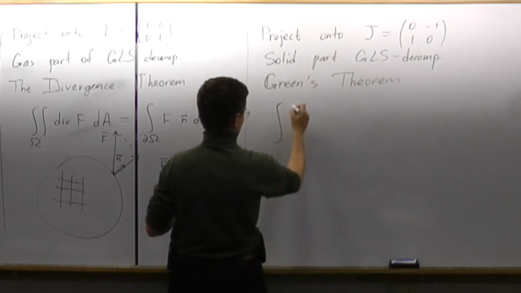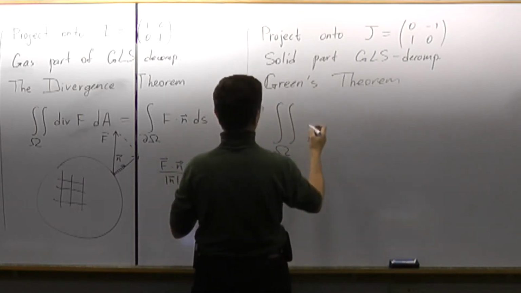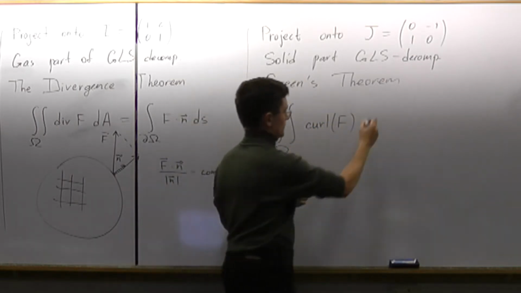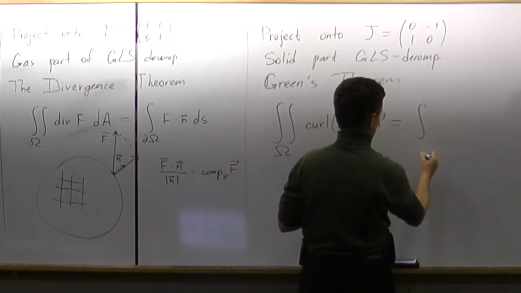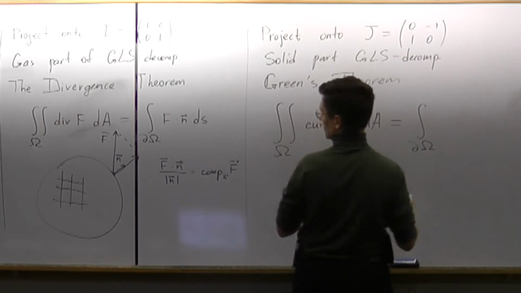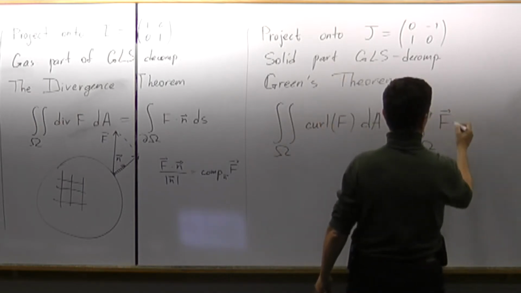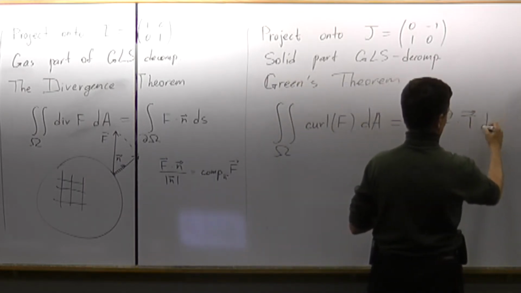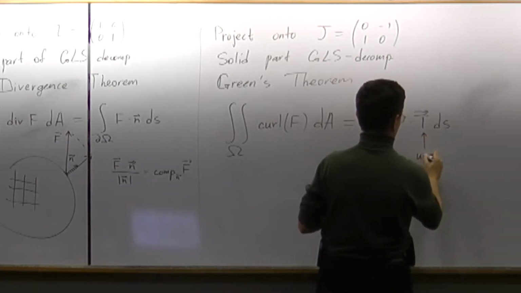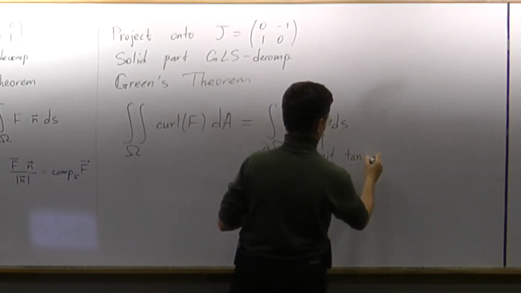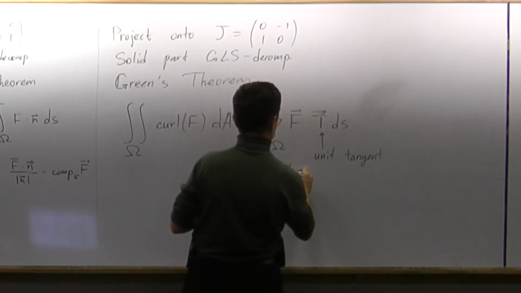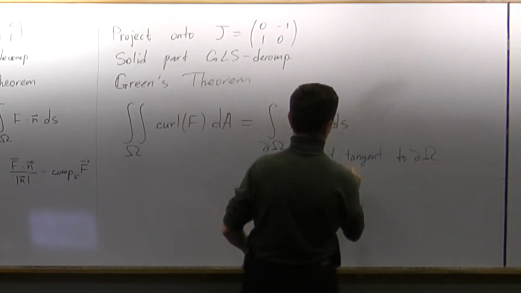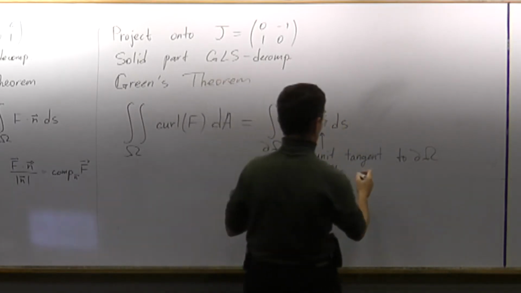And it says that the double integral over the whole region of the curl of that vector field is equal to the integral over the boundary of a dot product again, but a dot product with the unit tangent vector. So this is the unit tangent to the boundary, again, in the counterclockwise direction.